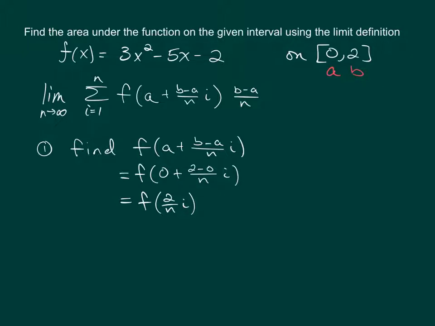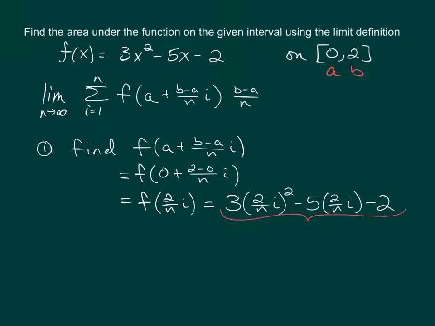When you substitute it into the function, it looks like this. 3 times 2 over ni squared minus 5 times 2 over ni minus 2. Now our goal is to simplify this expression as best we can. So the first thing to do is to square the term here and then multiply it by 3.